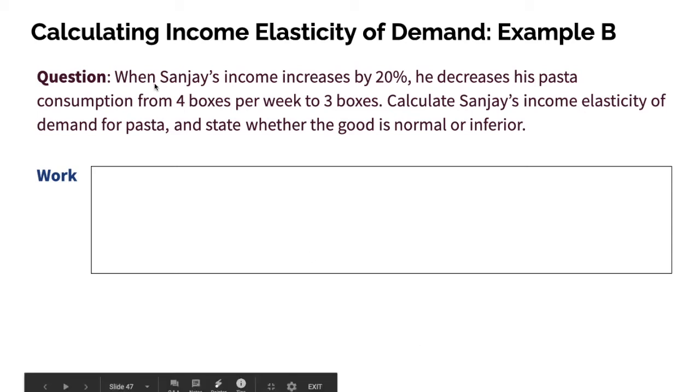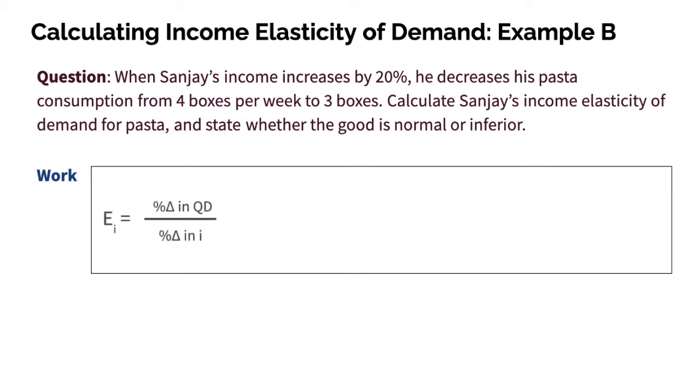So it says when Sanjay's income increases by 20%, so they give you the income change, he decreases his pasta consumption from 4 boxes per week to 3 boxes. Calculate Sanjay's income elasticity of demand for pasta and state whether the good is normal or inferior. So in this case, same formula, but they give you the denominator, right? We know the 20% goes on bottom because that's percent change in income as it tells you. And it went up by 20%, but he decreased his pasta consumption. So that's important. We're going to have to consider that negative.